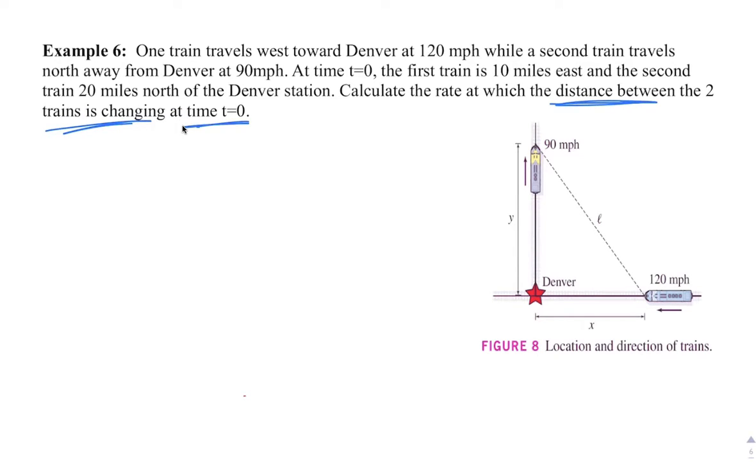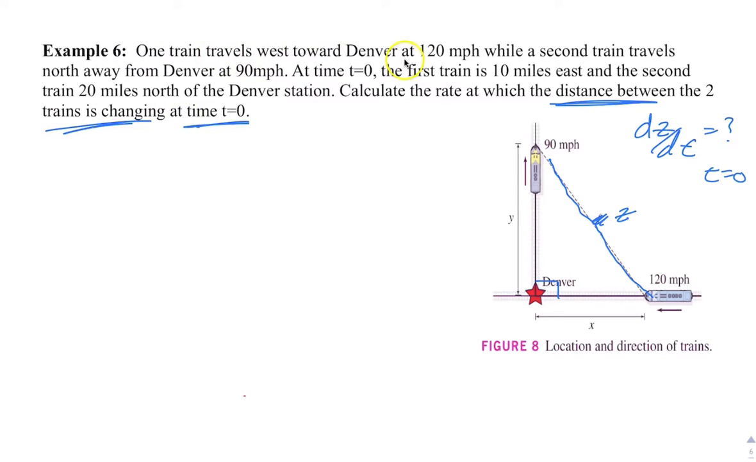So the distance between the two is this guy right there. They have L. I'm going to change that to Z. So we want to find dz dt at time equals 0. It's a little right angle. Right? And then let's see what else they tell us.